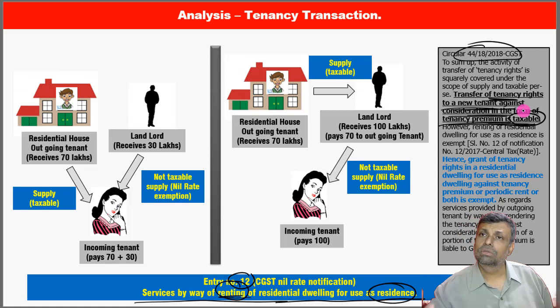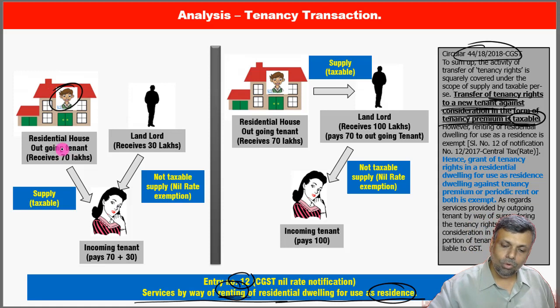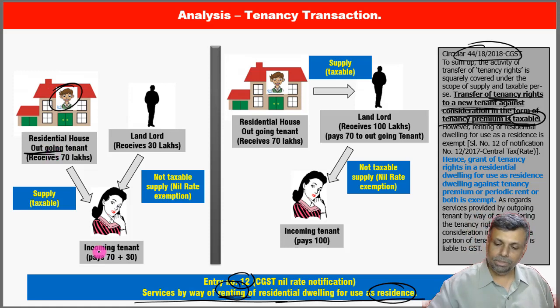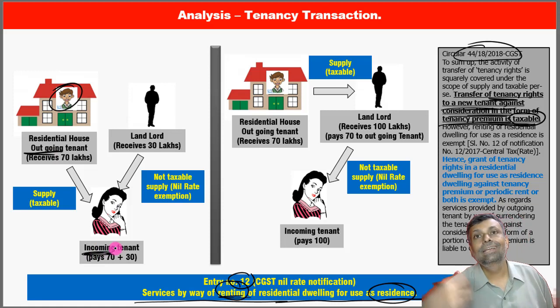Now friends, let's think about the residential property transaction. Okay, in a tenancy transaction, there are always three people involved. Normally when you sell a flat or sell a property, there are two people involved, seller and buyer. But in case of a tenancy, there will always be three people involved. Okay, what are those three people? One is a person who is already inside that particular property, that means inside the house, and he is going to transfer the rights. So basically we will call him an outgoing tenant. And instead of the outgoing tenant, a new person will come. We call him an incoming tenant.